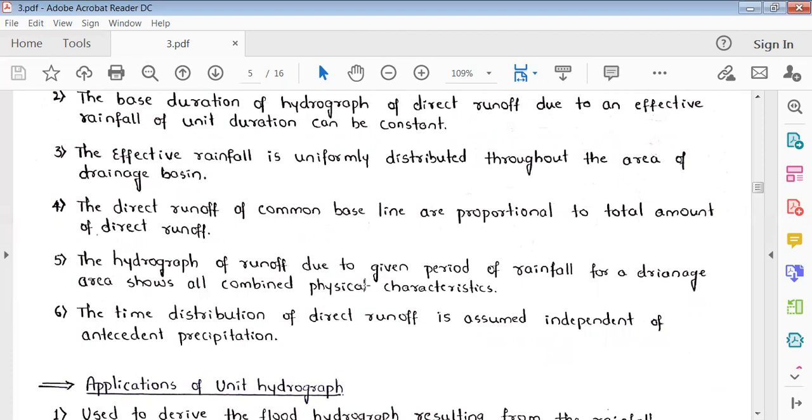And the hydrograph of runoff due to a given period of rainfall for a drainage area shows all combined physical characteristics. So it has all the physical characteristics, that is the excess rainfall and the infiltration happening. And the time distribution of the direct runoff is assumed independent of the antecedent precipitation. So the time duration is all independent. It is not dependent on any other factors.